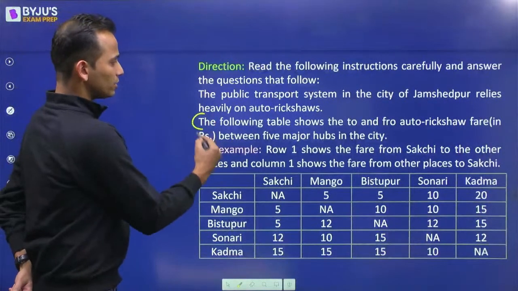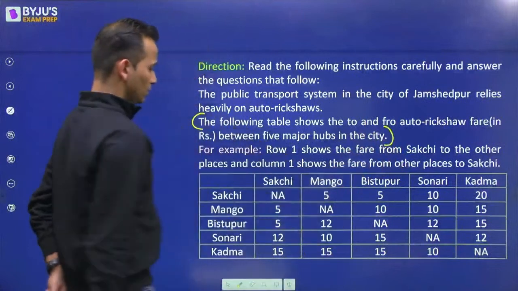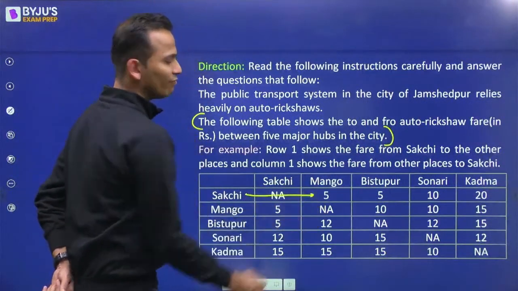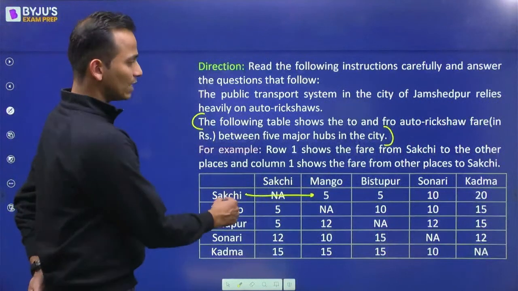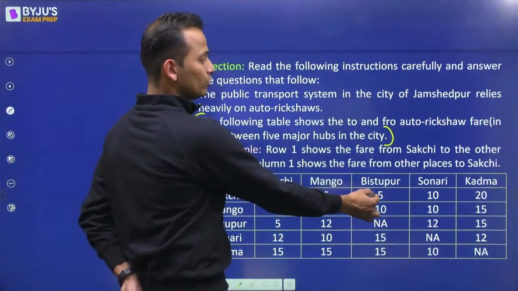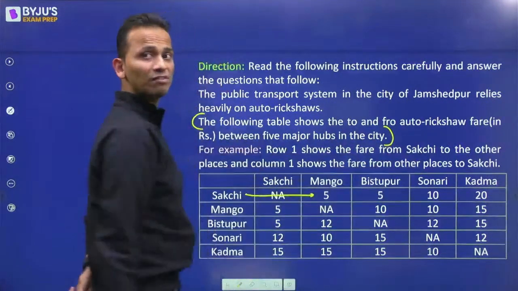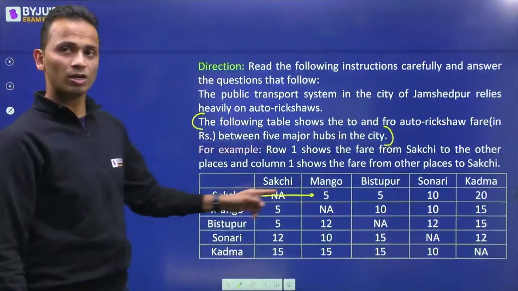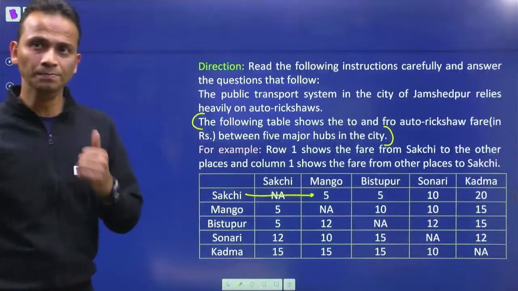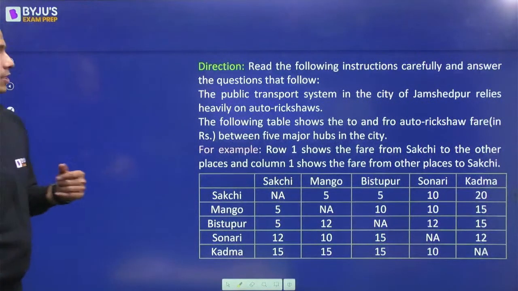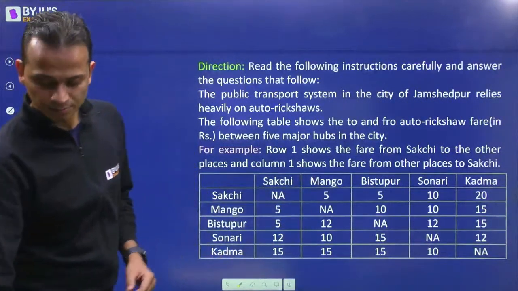Now read this part. So from Sakchi to Mango, if I want to go, I will have to give 5 rupees. Sakchi to Bistupur, 5 rupees. Sakchi to Sonari, 5 rupees. Sakchi to Kadma, 5 rupees. Similarly for the other cities. Okay. Perfect. So a lot of you are done. So you have understood the table.